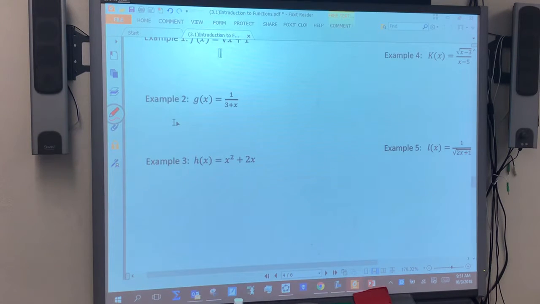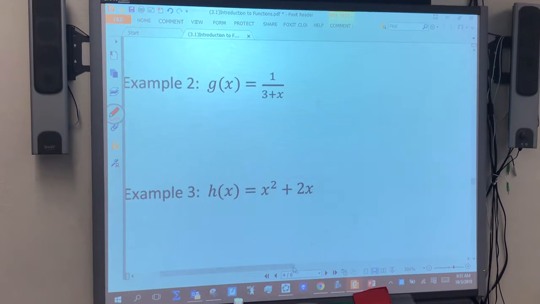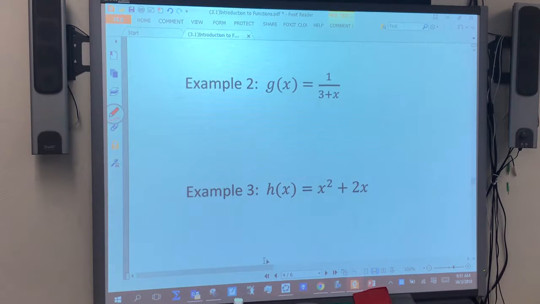So that's the idea of taking even roots of negative values. But let's look at example 2. Example 2 here says 1 over 3 plus x. This restriction, or this problem that happens with our domain here, is when the denominator turns into what number? 0. So we're going to write this. We're going to say 3 plus x cannot be 0.